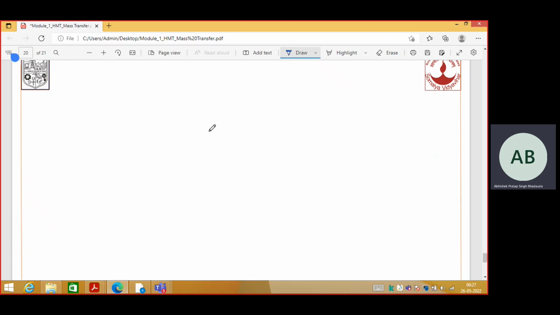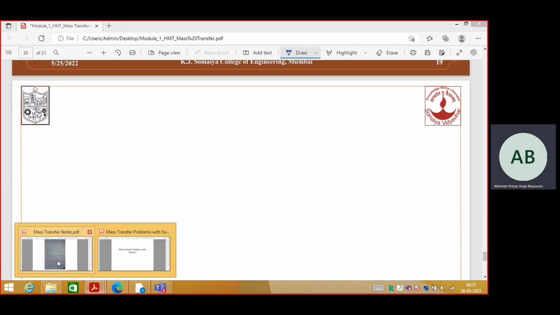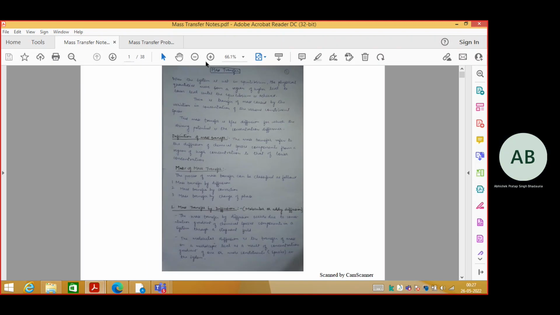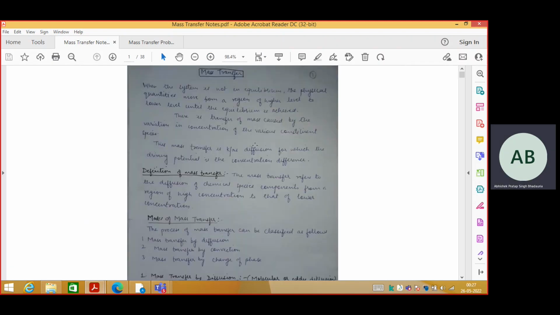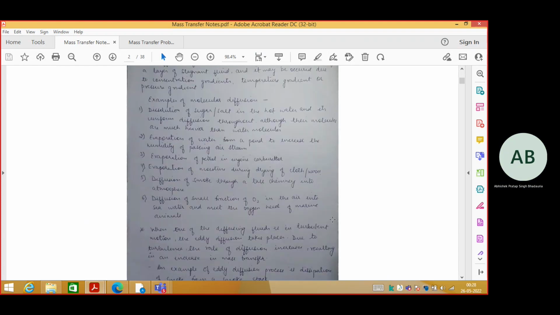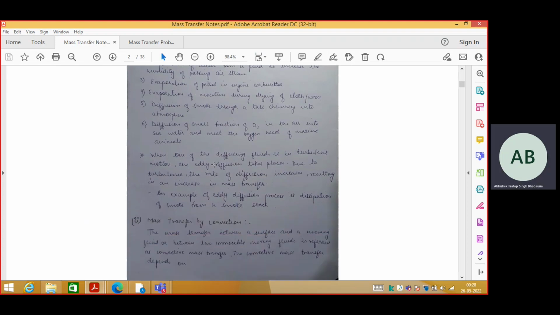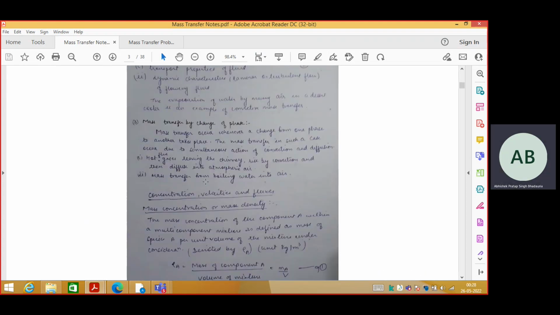Okay, so after this, I will talk about the notes I had given to you. Here, I talked about mass transfer. It covers the modes of mass transfer and the different examples of mass transfer. Today also I have discussed the modes of mass transfer, which are very, very important.